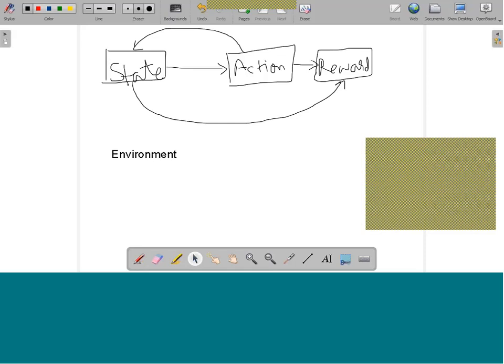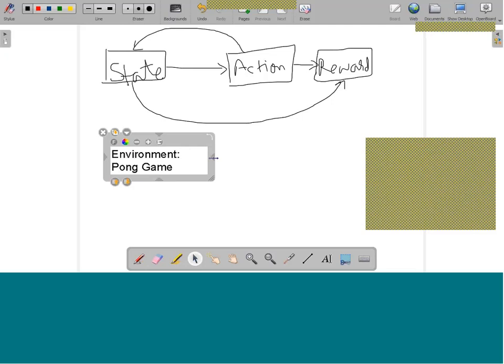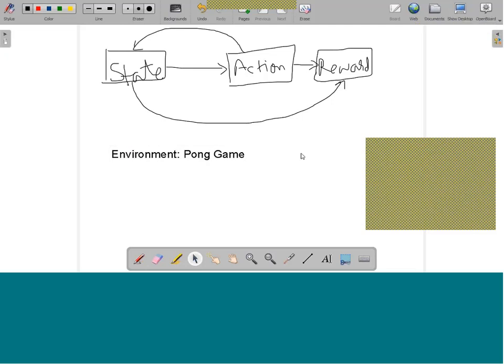Can anyone tell me regarding the Pong game? I think with the Pong game it will be easy to understand. What is the environment in the Pong game? Board. Okay. Okay, Dhruv.